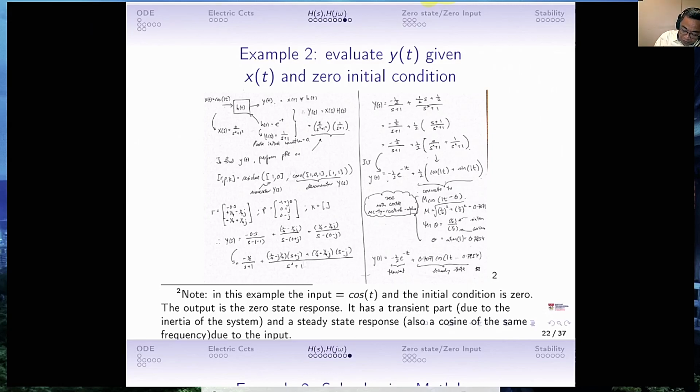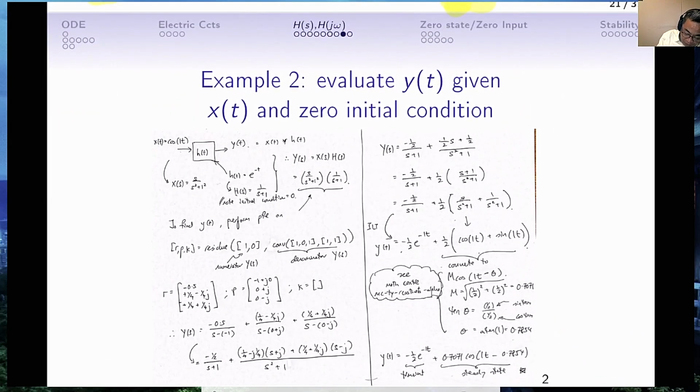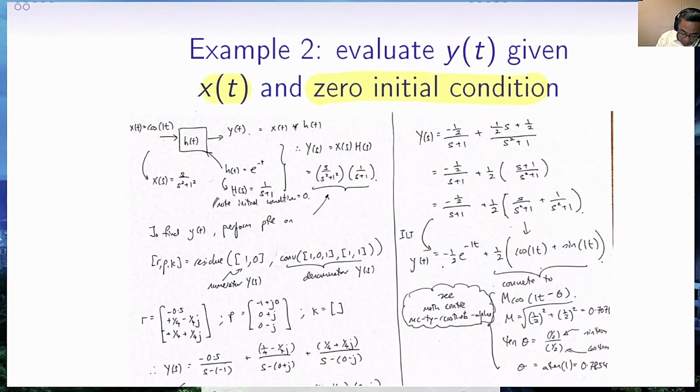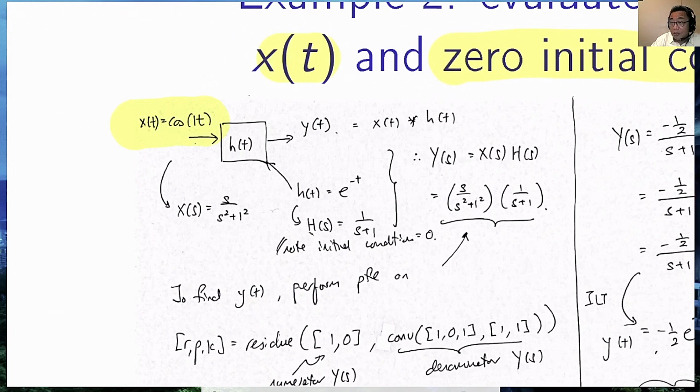We'll now start with example 2 to find y of t, and we are given x of t, the input, as well as 0 initial condition again. So this example is still simple. x of t is now no more the single complex exponential. We now make it cosine 1t. Remember, cosine 1t is nothing but the sum of two complex exponentials. We again use the same h of t, which is e minus 1t, and we are asked to find y of t.